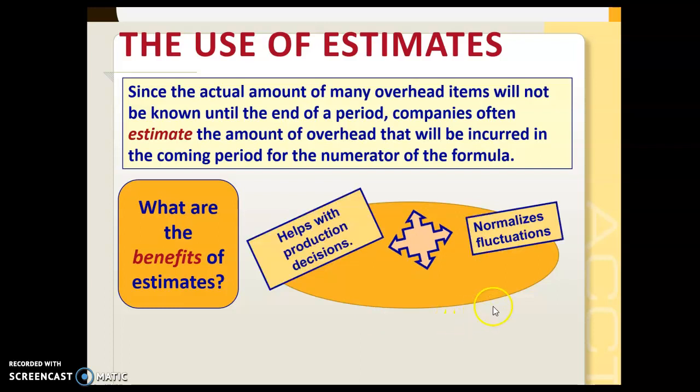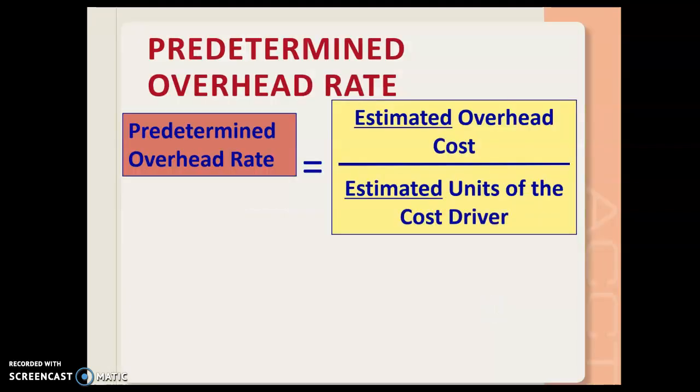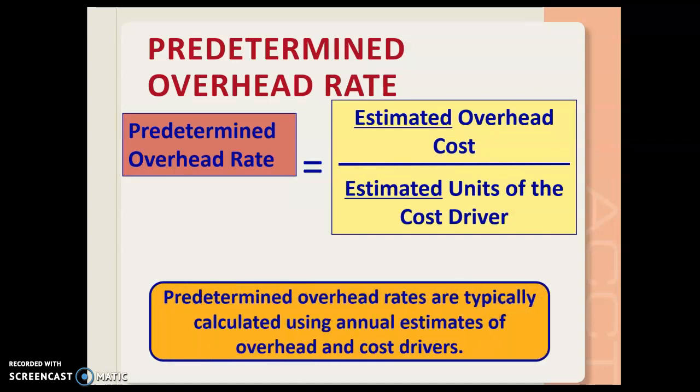Okay, here we talk about using estimates, why we use estimates, and this is a repeat of last week's PowerPoint. And again, the predetermined overhead rate is the estimated overhead cost divided by the estimated amount of the cost driver that we're going to have for next year. Okay?